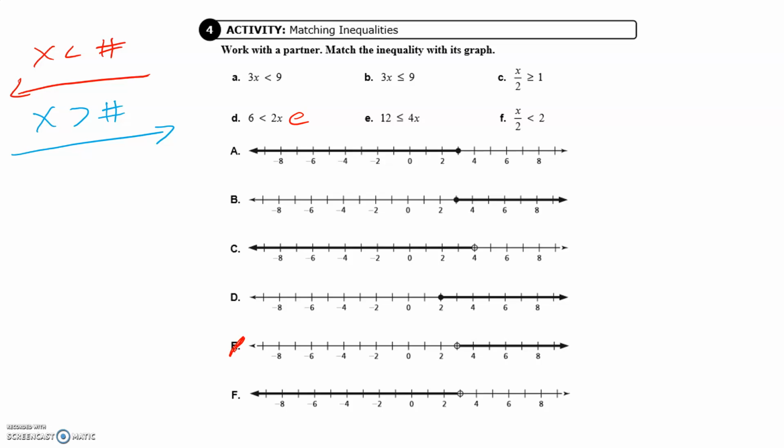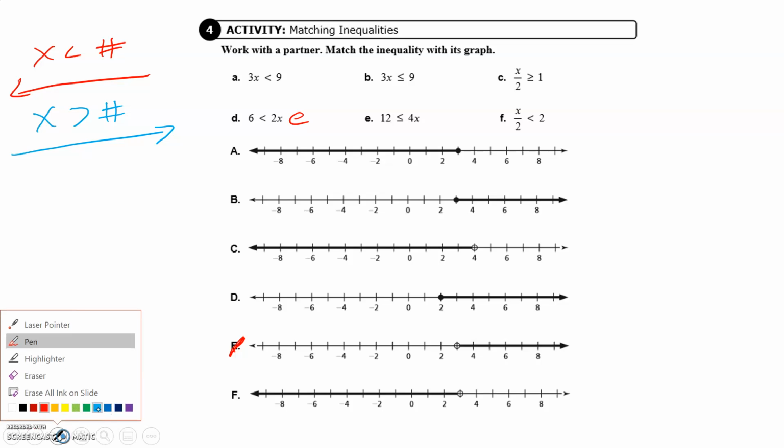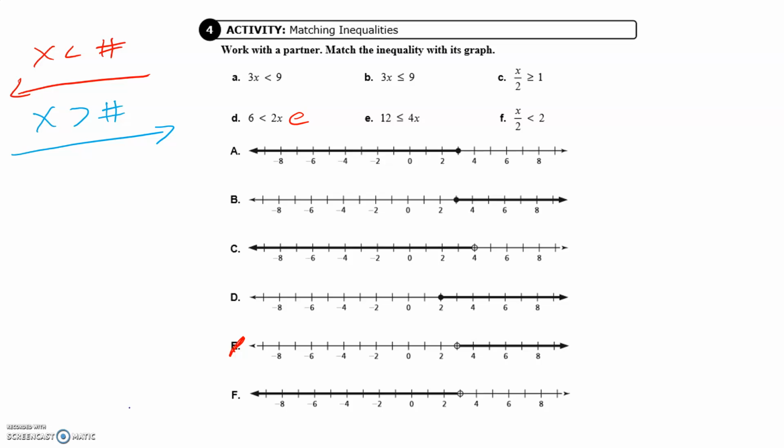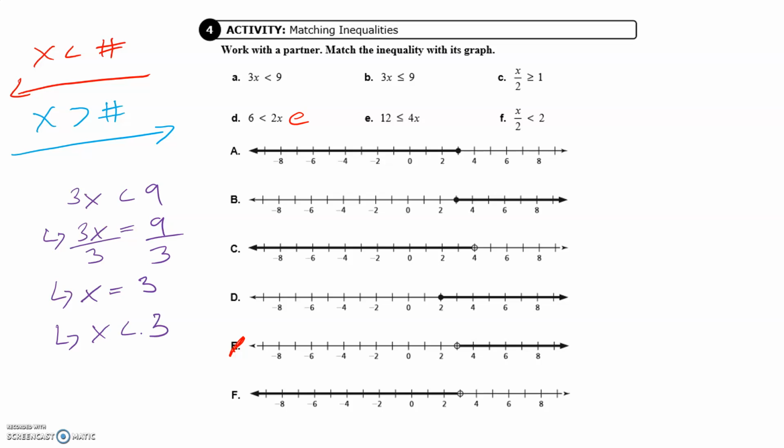All right, let's go ahead and solve the other ones. We're going to do the process where we replace the inequality symbol with the equal sign. Let's look at A, 3x less than 9. I'm going to replace the inequality with an equal sign, so 3x equals 9, then use the inverse operation and I'm left with x equals 3. Then I go back to my original inequality symbol: x is less than 3.